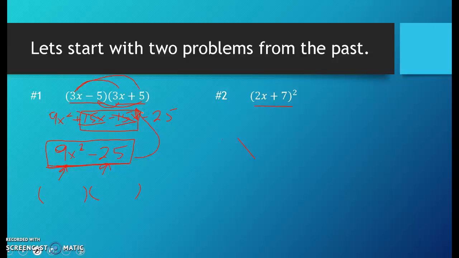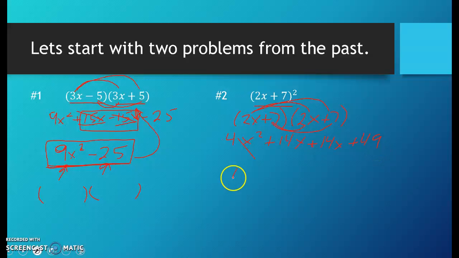Let's take a look at number 2. I'm squaring this, and we have to remember that when we square a binomial, it means that we're going to take the binomial, which in this case is 2x plus 7, and multiply it times itself, which is 2x plus 7. So I'm going to FOIL this. 2x times 2x gives me the 4x squared. 2x times 7 is 14x. 7 times 2x is another 14x. And then 7 times 7 is a positive 49.